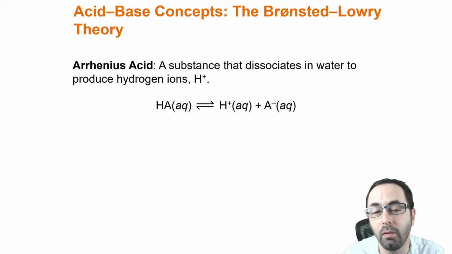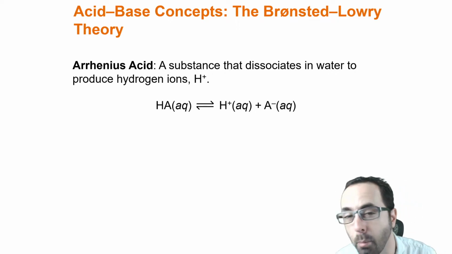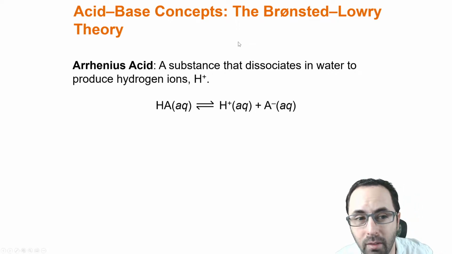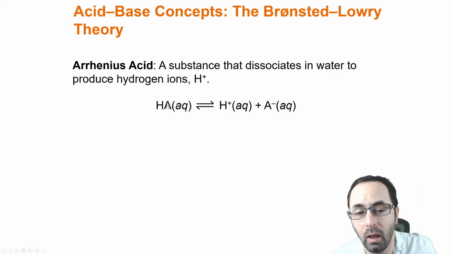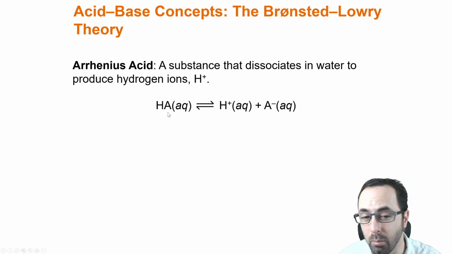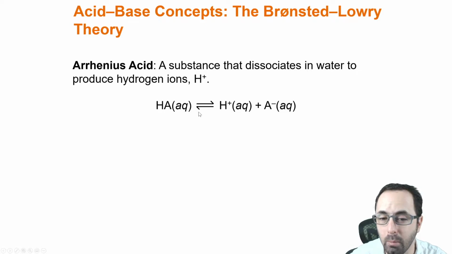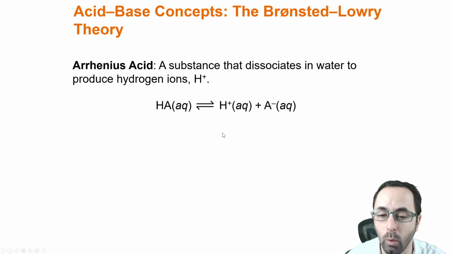In the Arrhenius definition, an acid is any substance that dissociates in water to produce H plus ions. This happens to be exactly the same as the Brønsted-Lowry definition. So we say that an acid, and we'll call any generic acid HA, where the A is the anion part of the acid, will separate to make the H plus ion and an anion that goes with it. The Arrhenius acid is one that, when it dissolves in water, produces H plus ions.